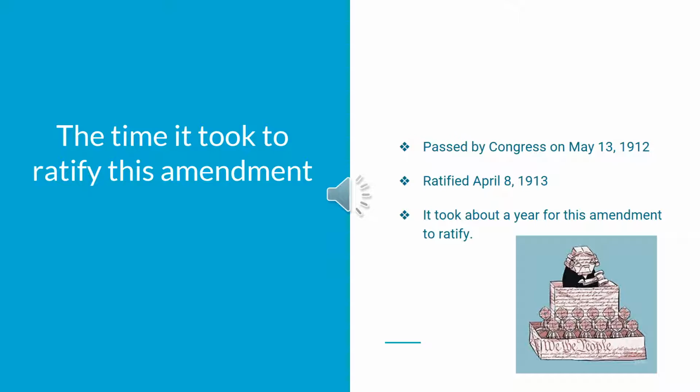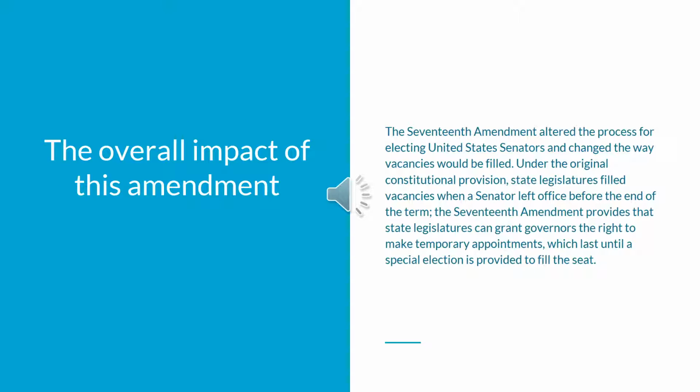Amendment 17 was passed by Congress on May 13, 1912. It was ratified April 8, 1913, and it took about a year to ratify. The overall impact of Amendment 17 was that it altered the process for electing United States senators, and it changed the way vacancies would be filled. Under the original Constitution, state legislatures filled vacancies when a senator left office before the end of the term. The 17th Amendment provides that state legislatures can grant governors the right to make temporary appointments, which last until a special election is held to fill the seat.